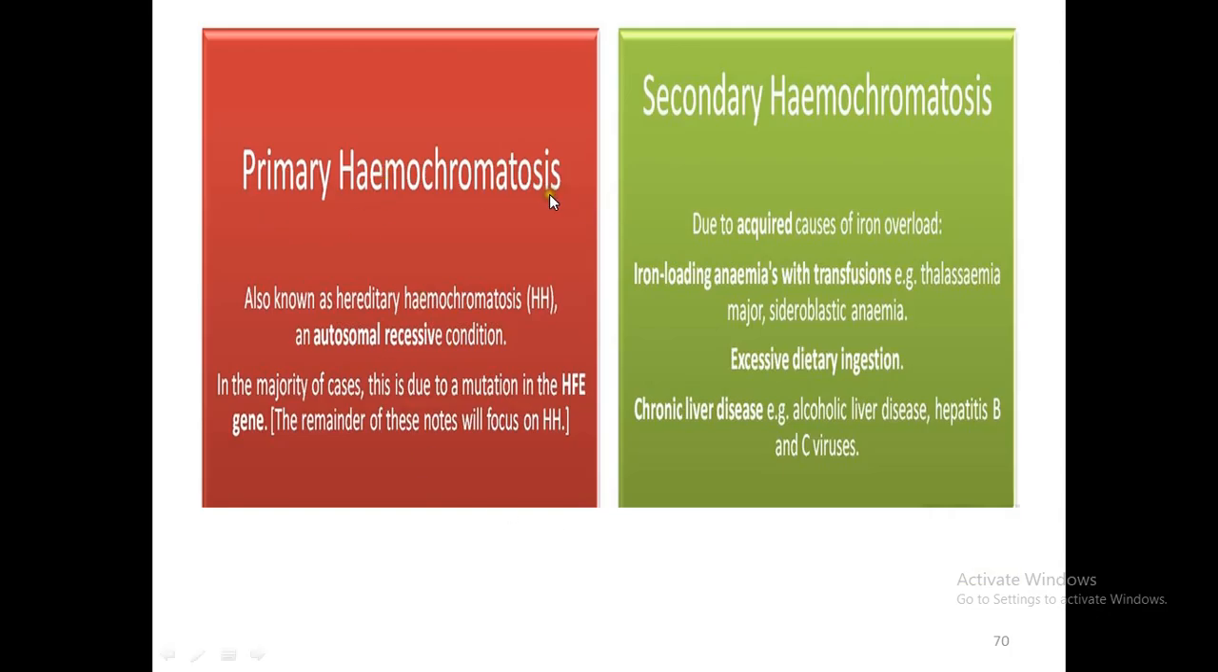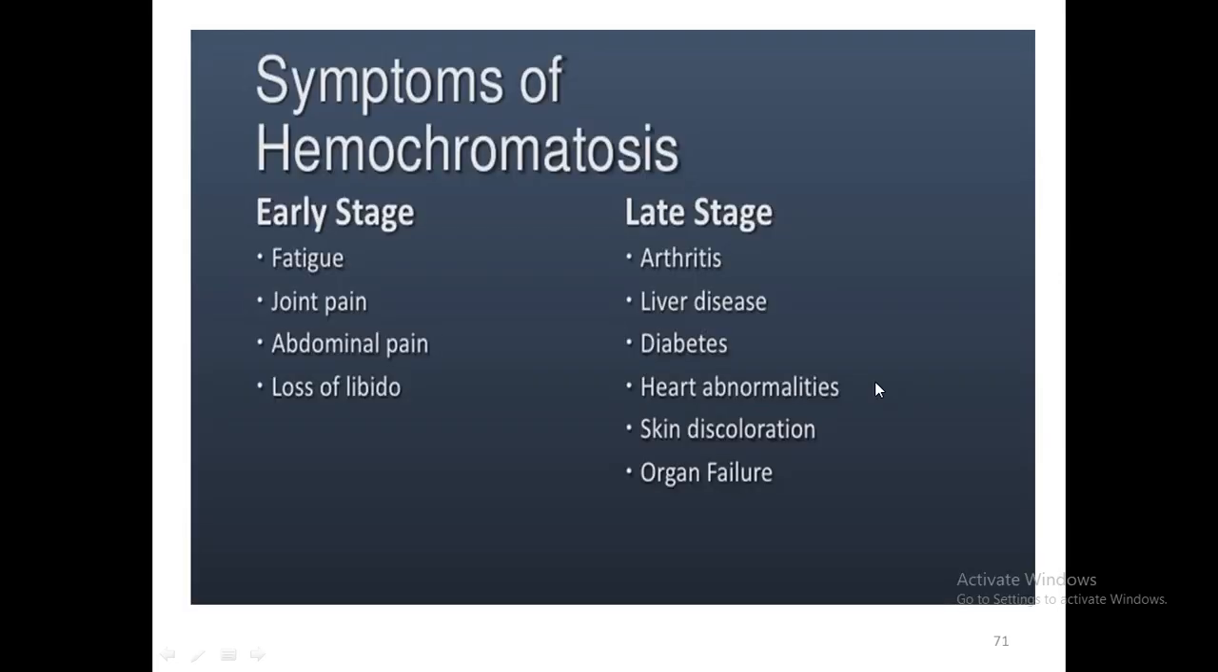So we have primary hemochromatosis, which is hereditary hemochromatosis, which is an autosomal recessive condition, and the cause of this is a mutation in the HFE gene. Secondary hemochromatosis, on the other hand, is due to acquired causes of iron overload. Iron loading anemias with transfusions like in thalassemia major, sideroblastic anemia, excessive dietary ingestion, etc., or alcoholic liver disease.